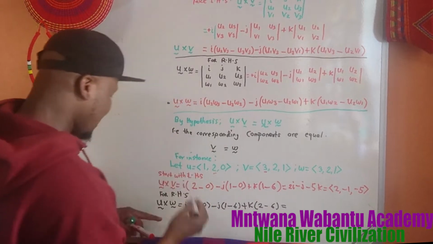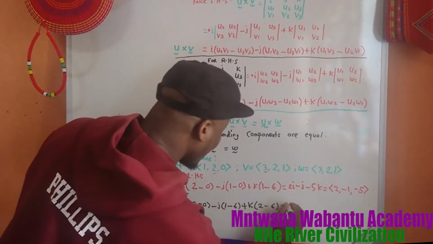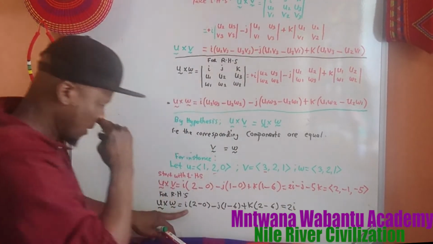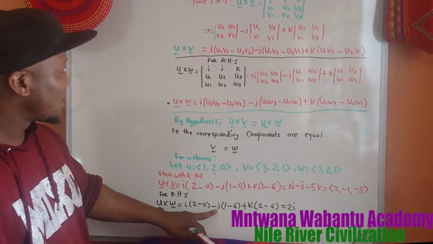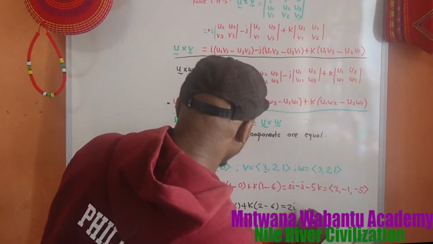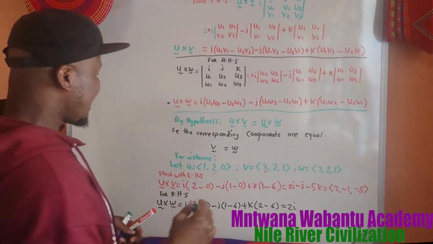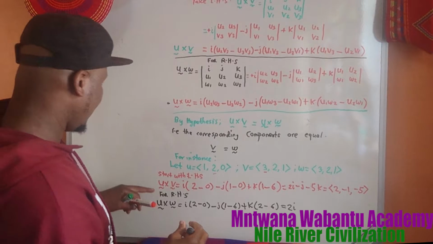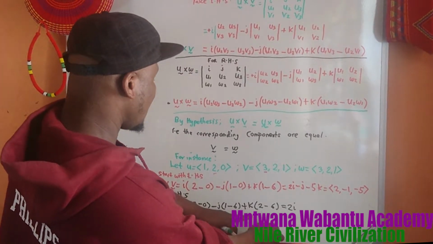So now this is saying 2 minus 0, 2. It's going to be 2i. Now we go here. So 1 minus 6 will be negative 5. Negative 5 times negative, it's going to be positive 5. But it's not the same. So the middle one is not the same. Yeah, they're not the same.